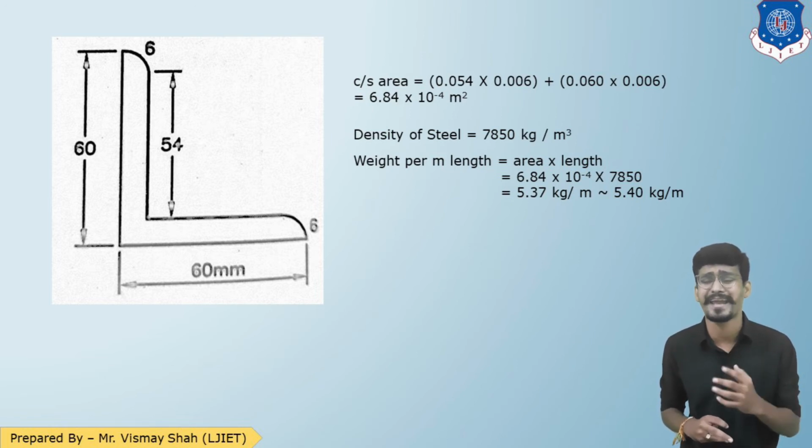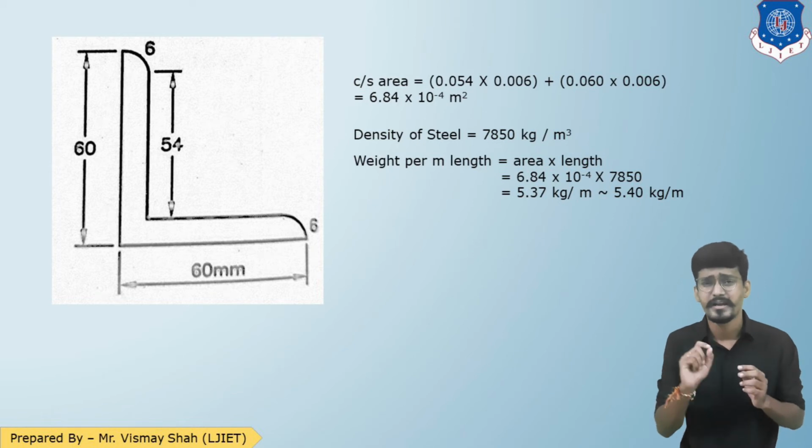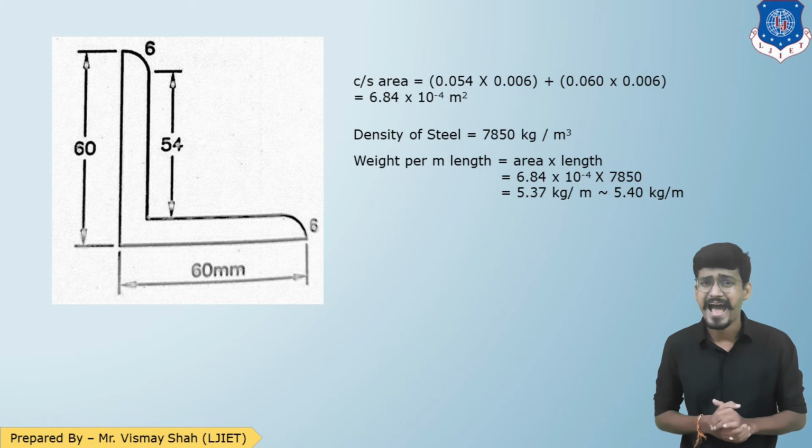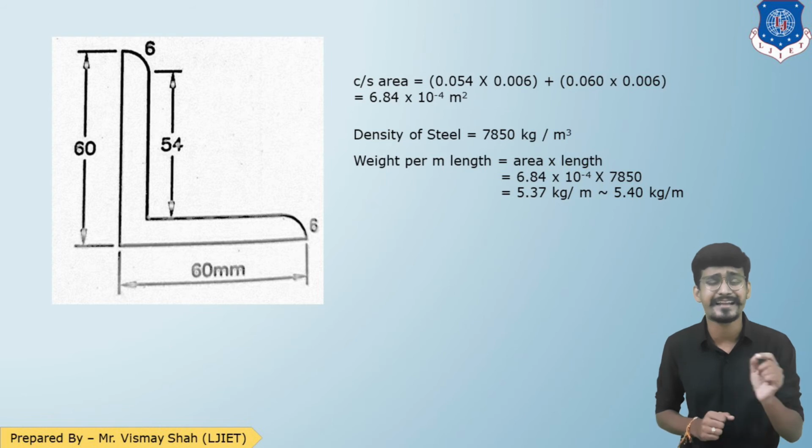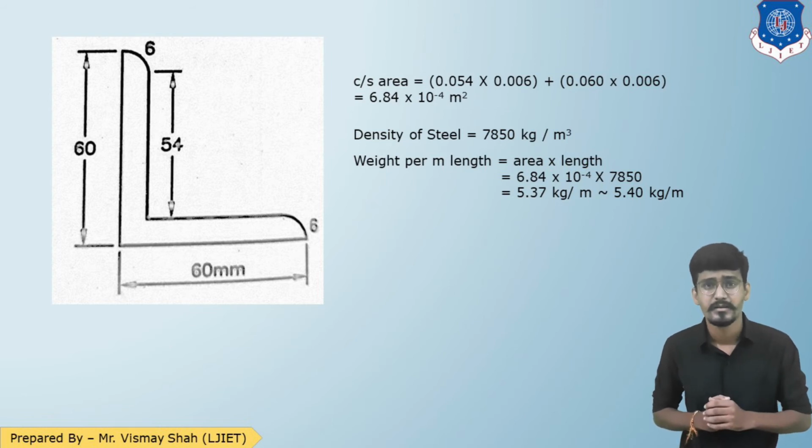6.84 into 10 raised to minus 4 meter square, because it is a meter square quantity. Now we know the density of the steel is 7850 kilogram per meter cube. So if I need to find out the weight per meter length, that will be area into density. So area I have just found out, and the density. So multiplying area with density will get the weight per meter length.